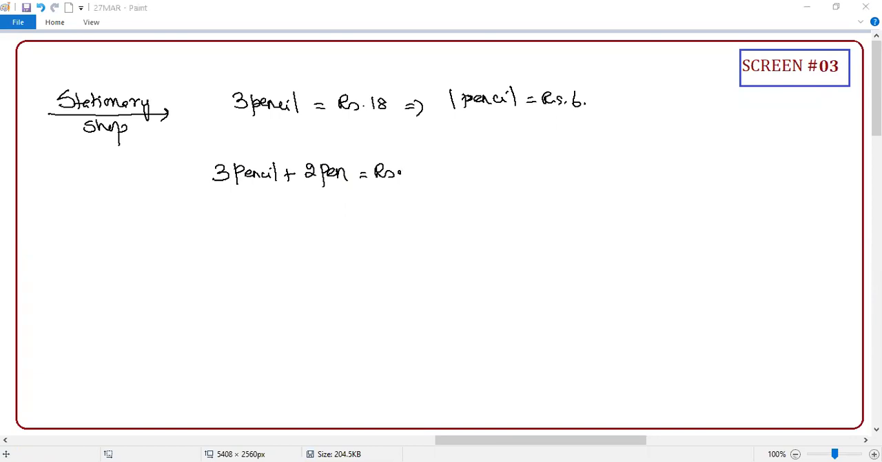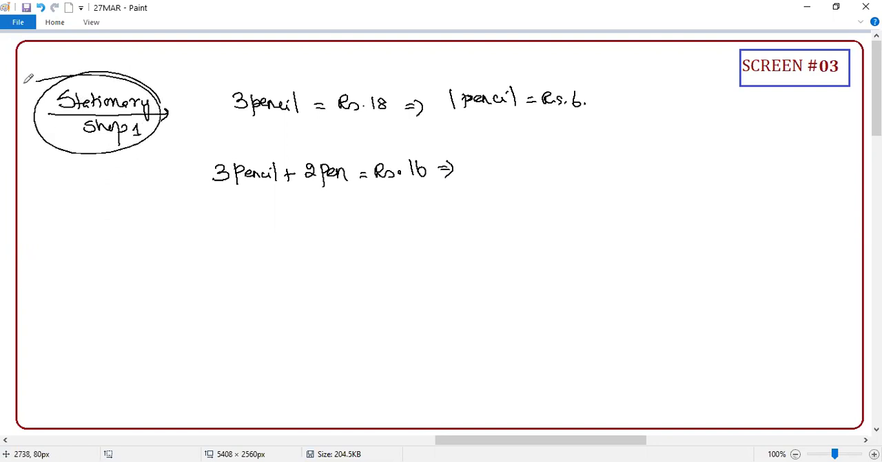One minute, I'll just assume some value. Okay. 3 pencils and 2 pens. You are paying rupees 16. Can you tell me the cost of 1 pencil and the cost of 1 pen? Guess it. You can guess, student. 3 pencils, 2 pens, and you are paying 16 rupees. Maybe this is stationery shop 1.